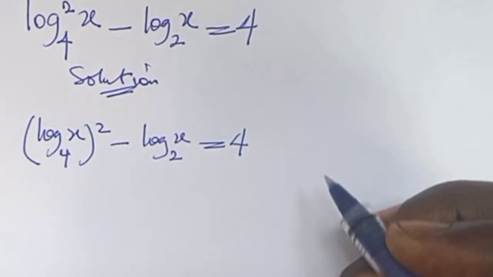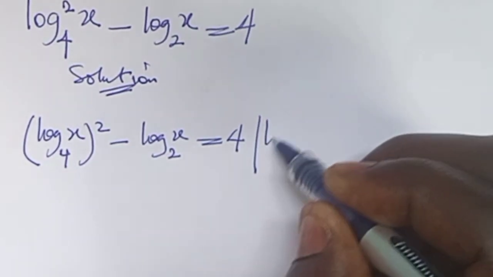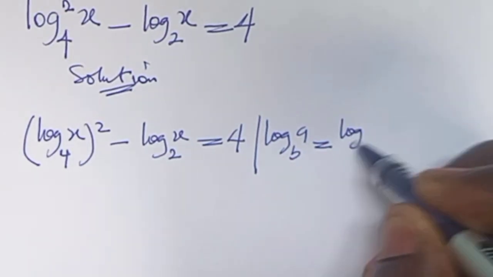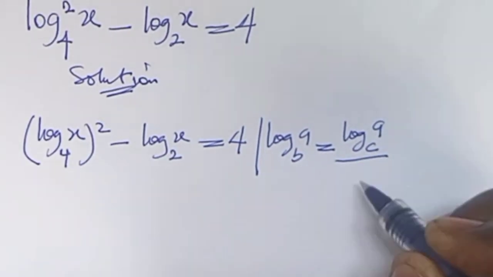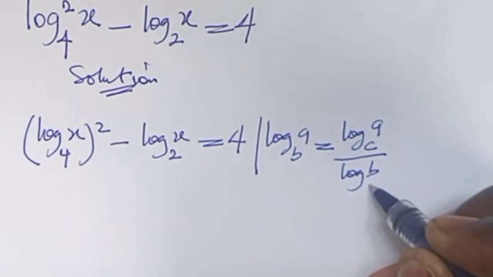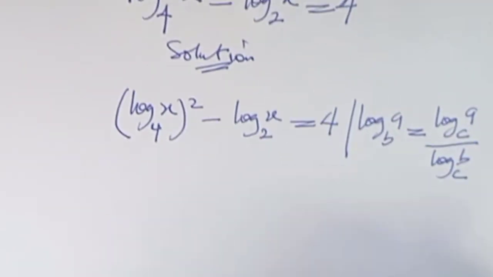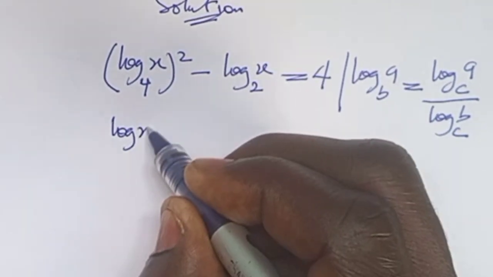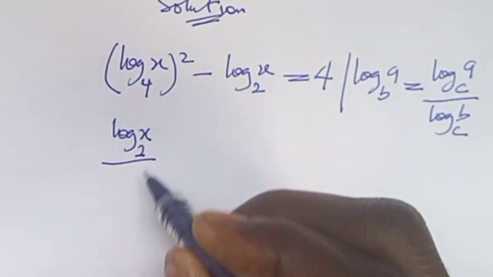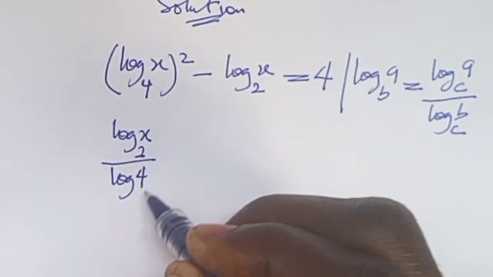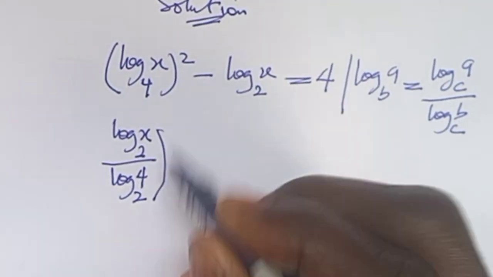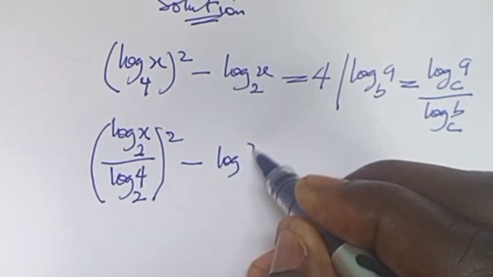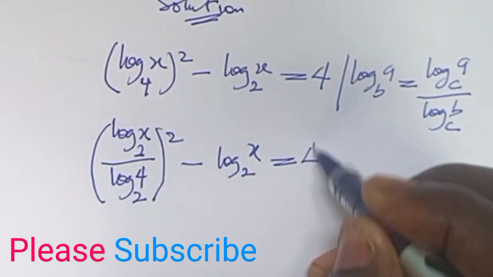So if we apply the change of base law, that is, log a base b is equivalent to log a base c, the new base, over log b base c. So the next line becomes (log x base 2 over log 4 base 2) to the power of 2 minus log x base 2 all equal to 4.